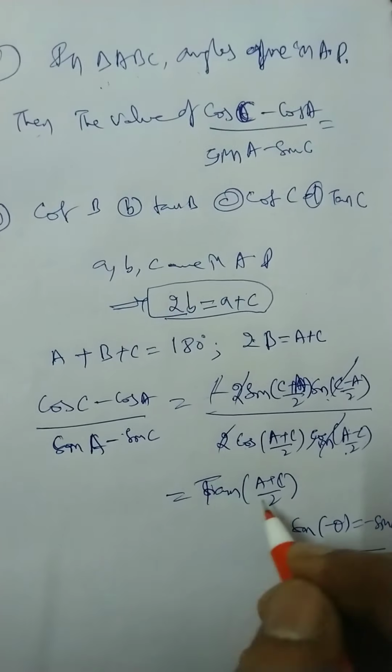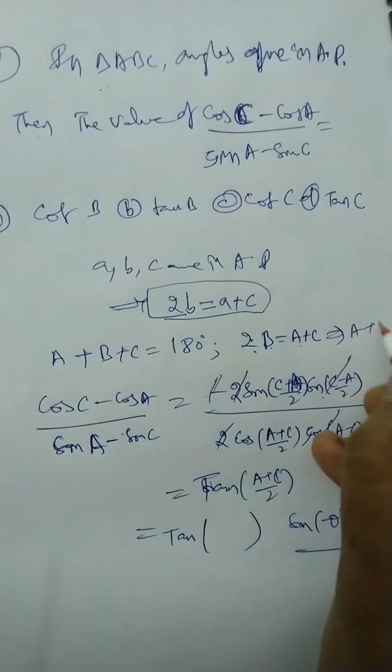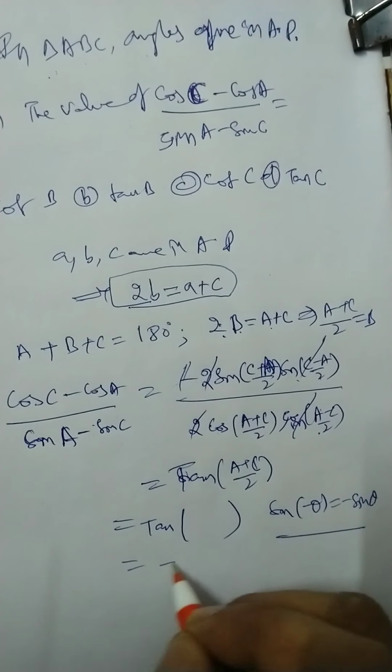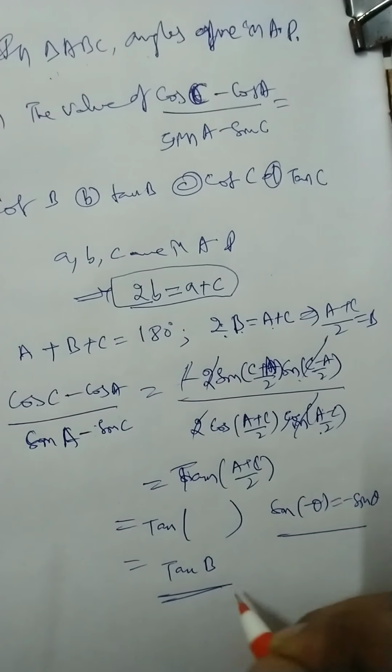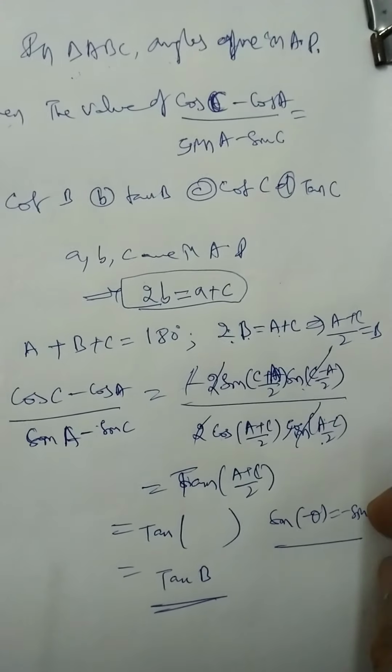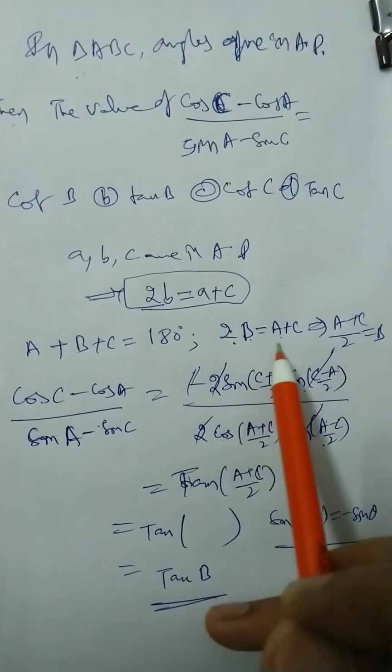In tan of (A plus C) by 2, we have taken 2B equal to A plus C, so (A plus C) by 2 is equal to B. So we get the value as tan B. I hope you understood this problem. The problem was a little bit tricky, but it is using the information that the given angles are in arithmetic progression.